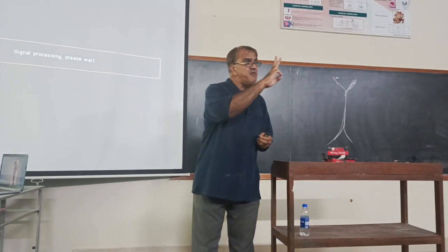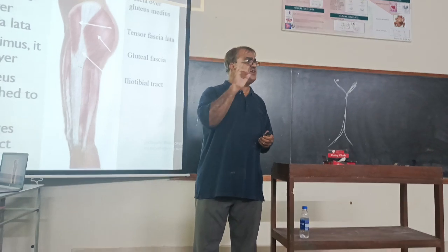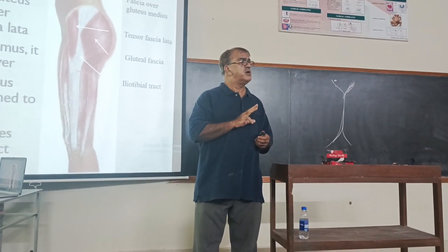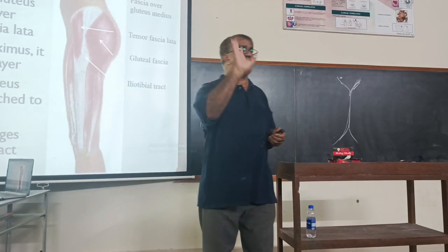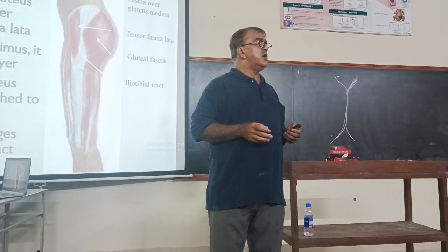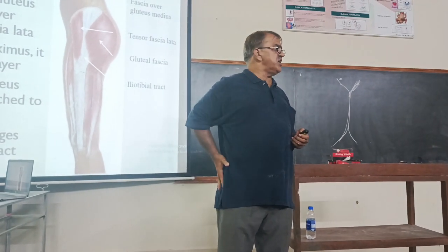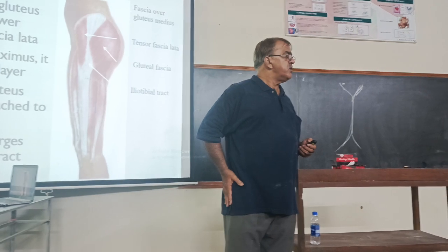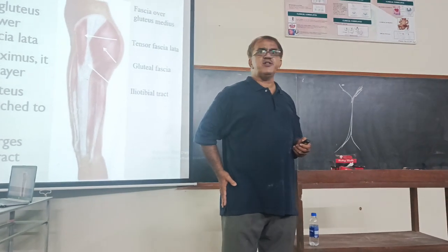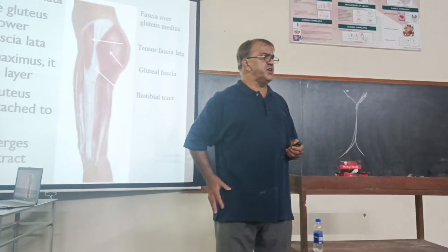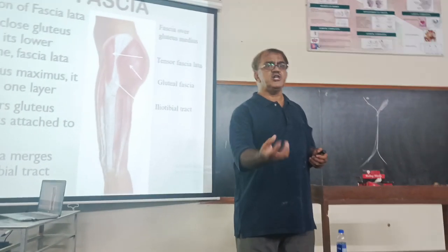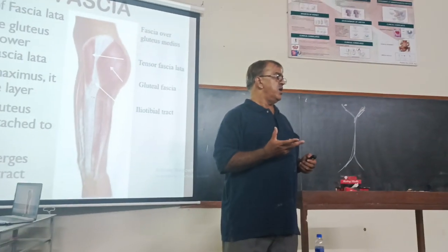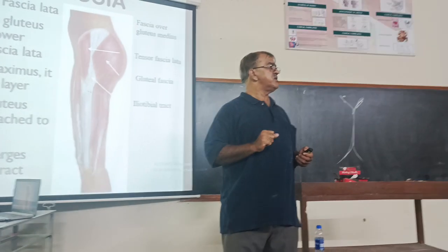Other 75%, these are 25% fibers. The 75% fibers are going laterally to be incorporated in the deep fascia. And we have a specialty of the deep fascia on the lateral aspect: a fibrous band, the iliotibial tract, extending from the ilium to the tibia, named as the lateral tibial condyle. It is incorporated in this.